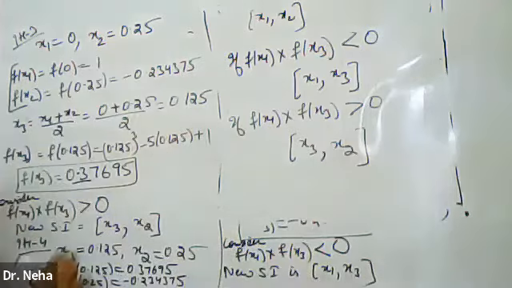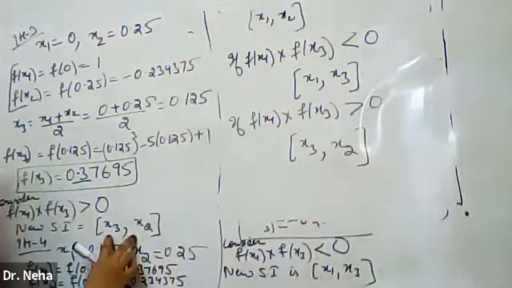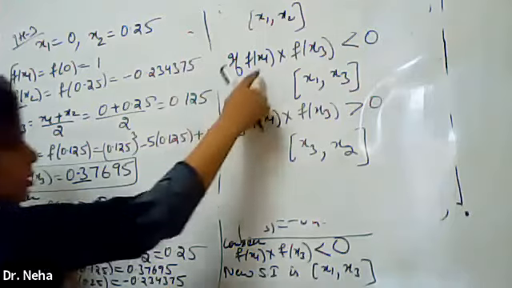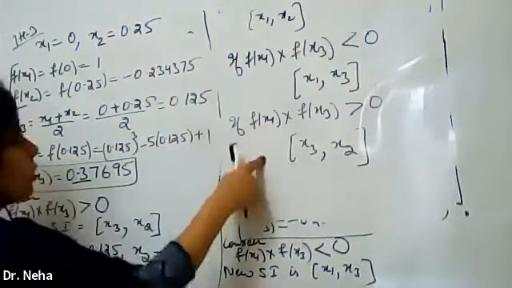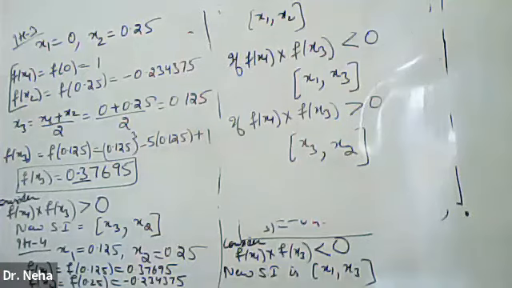Now in our question, it was positive. That's why this is the new search interval. Is it clear, Aslam? Yes, ma'am. Clear. Okay. Remember this thing. It is very important. You need to use one of them in every iteration, at the end of every iteration.